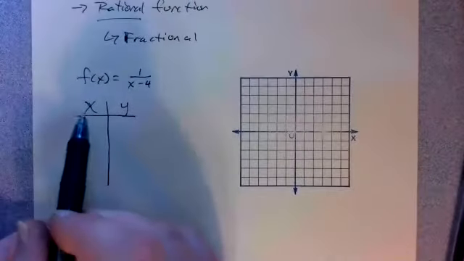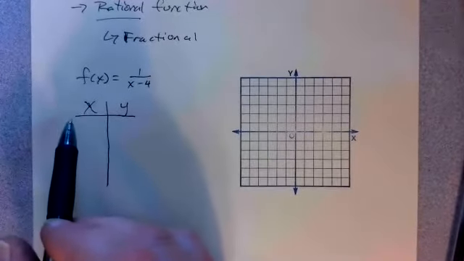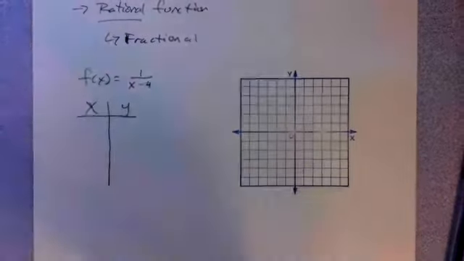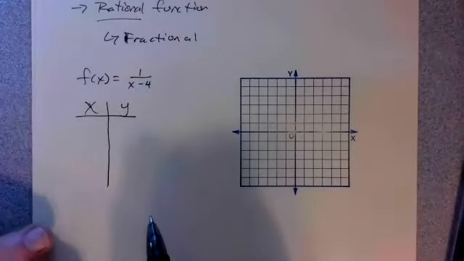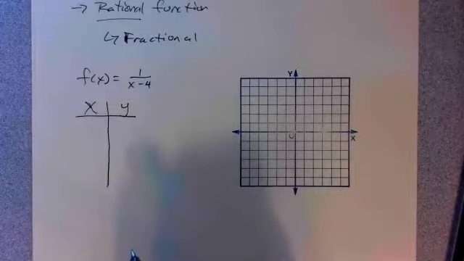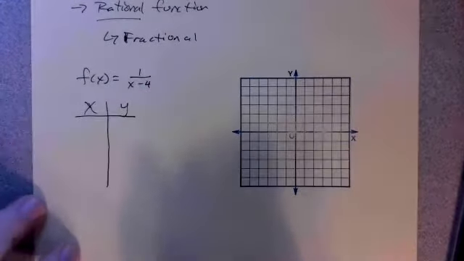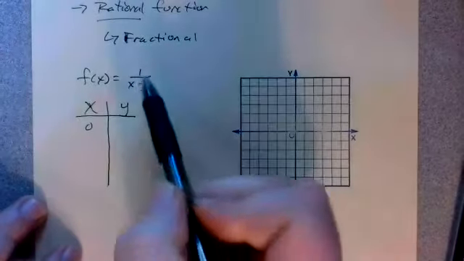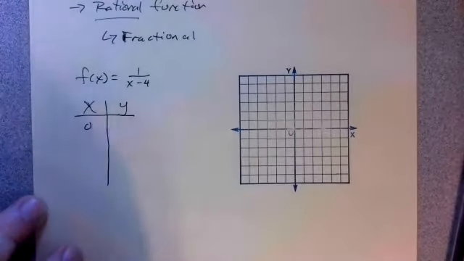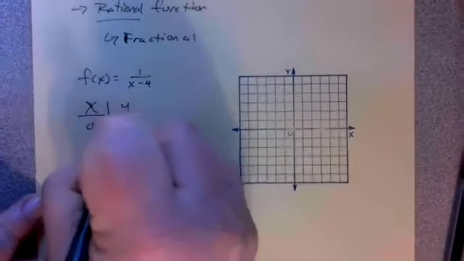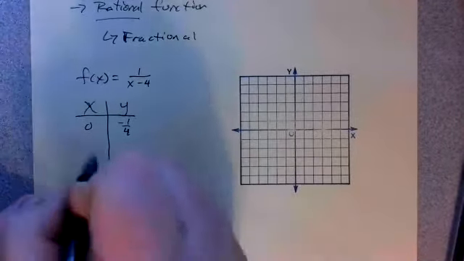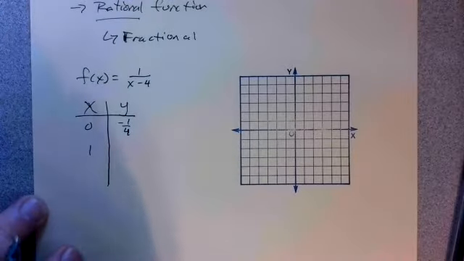We get to choose the x values, right? We get to choose the input because it's independent. So I have the freedom to choose whatever x values I want to put in there. So let's start with 0. Let's just see what happens. If I plug a 0 in, 1 divided by 0 minus 4 is 1 over negative 4, or a negative 1/4.